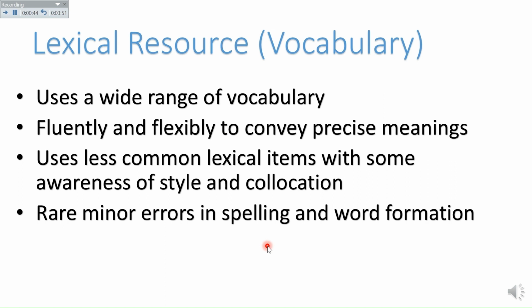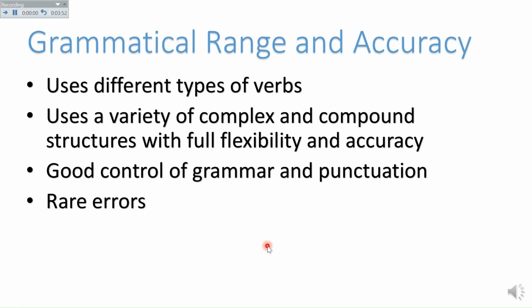So let's see the next one now. The fourth parameter is grammatical range and accuracy. This is where most of the students struggle and lower their bands. So you need to see what actually is in grammatical range and accuracy. It says uses different types of words. So we should know different types of words and how we use them in our IELTS writing.